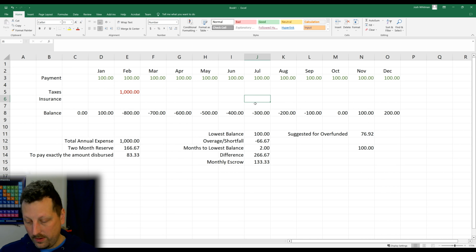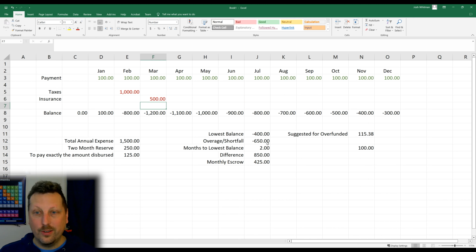I took out the 500. Hold on. Let's say we're putting our 500 in March, right? So now it's a big mess. Now it's just crazy. We've got $1,000 goes out after just 2 months, and then another 500 the month after.